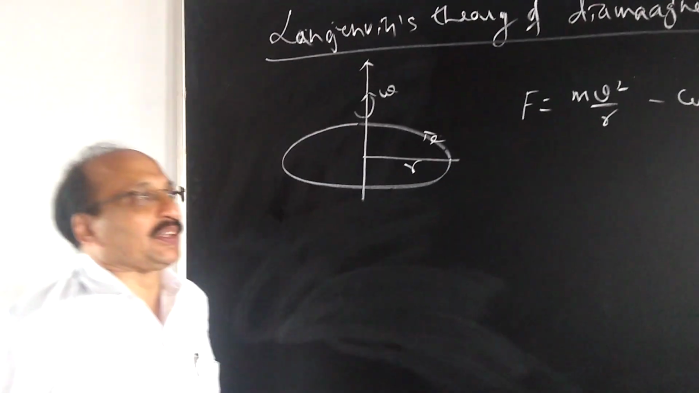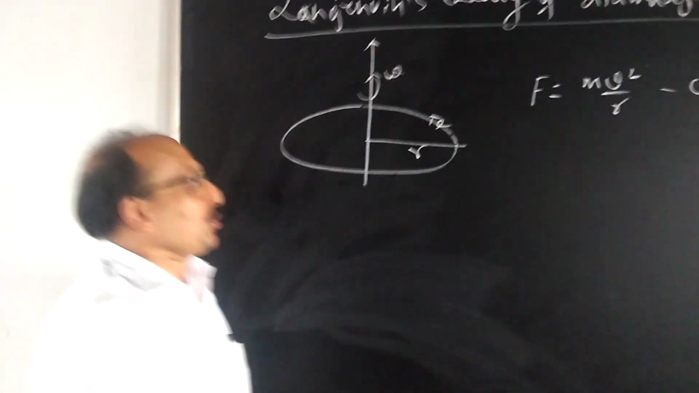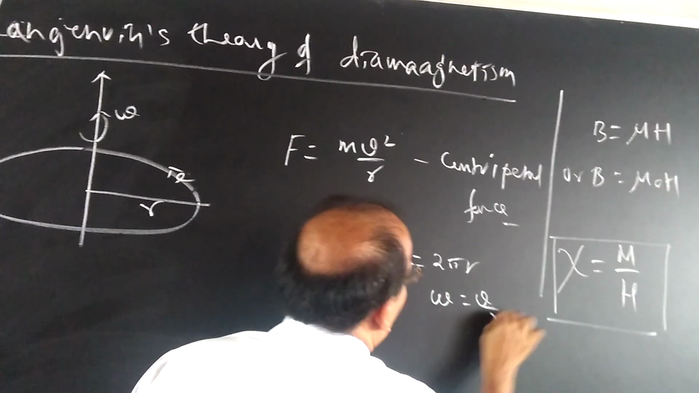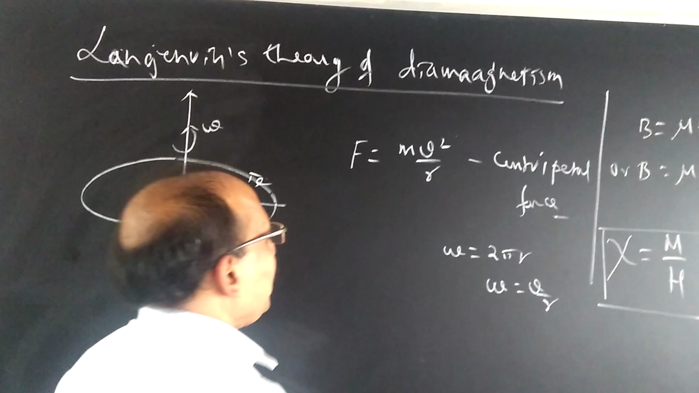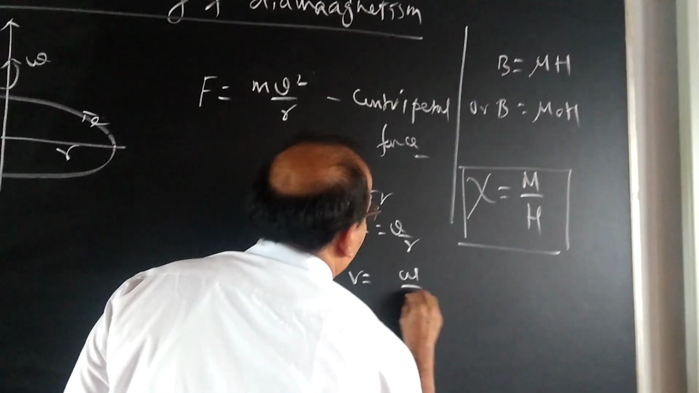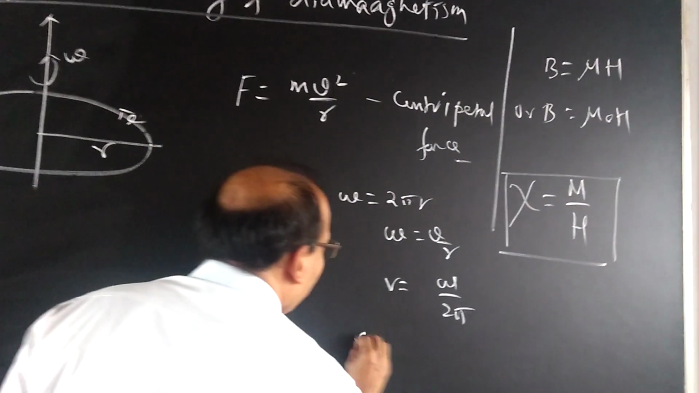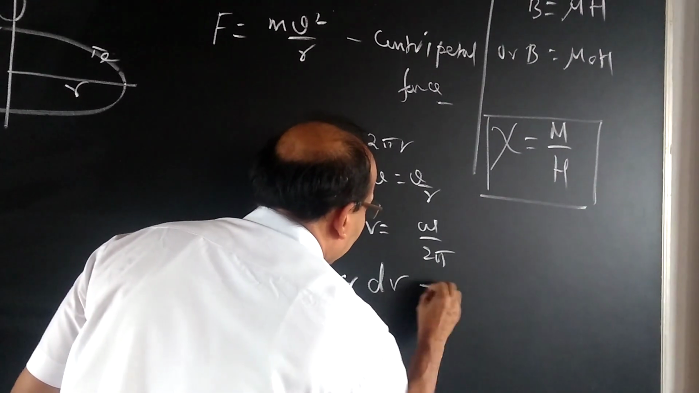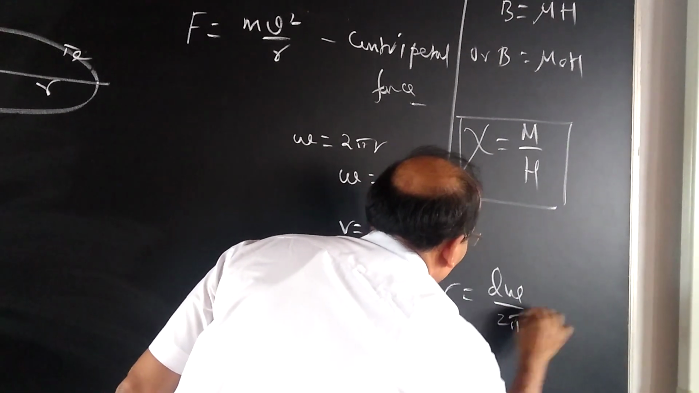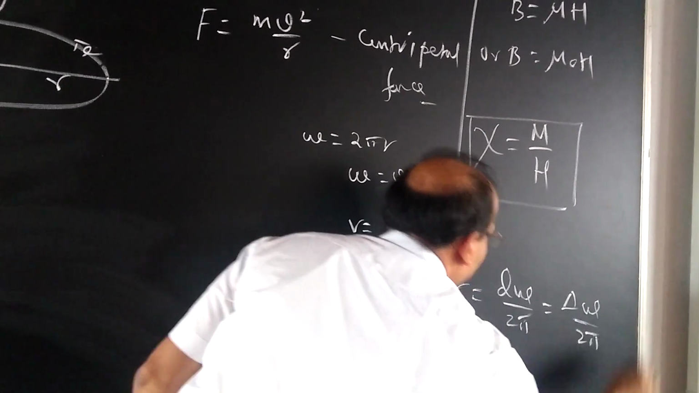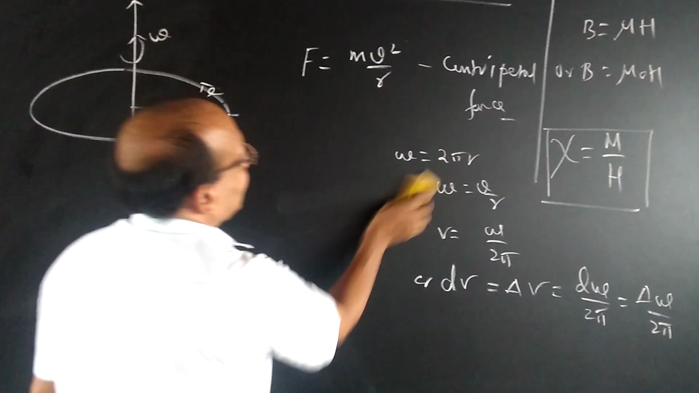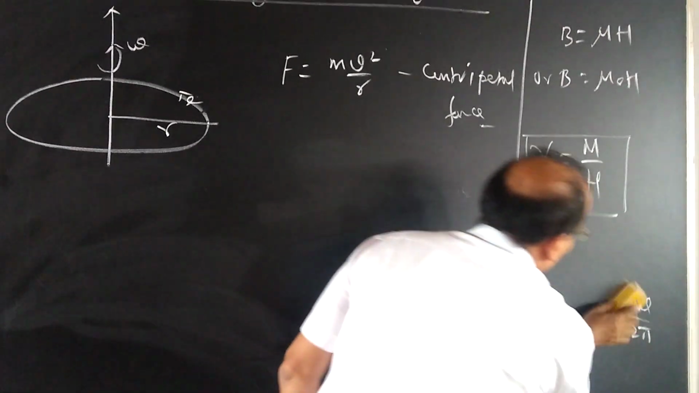When the electron moves with the frequency nu, you know that omega is equal to 2 pi nu, or omega is equal to v by r. You also know that the particular frequency nu is nothing but omega divided by 2 pi, or the change in the frequency delta nu can be written like this, maybe d omega by 2 pi. So you have to remember these expressions. After remembering all these things, let us solve the particular theory in two different steps.